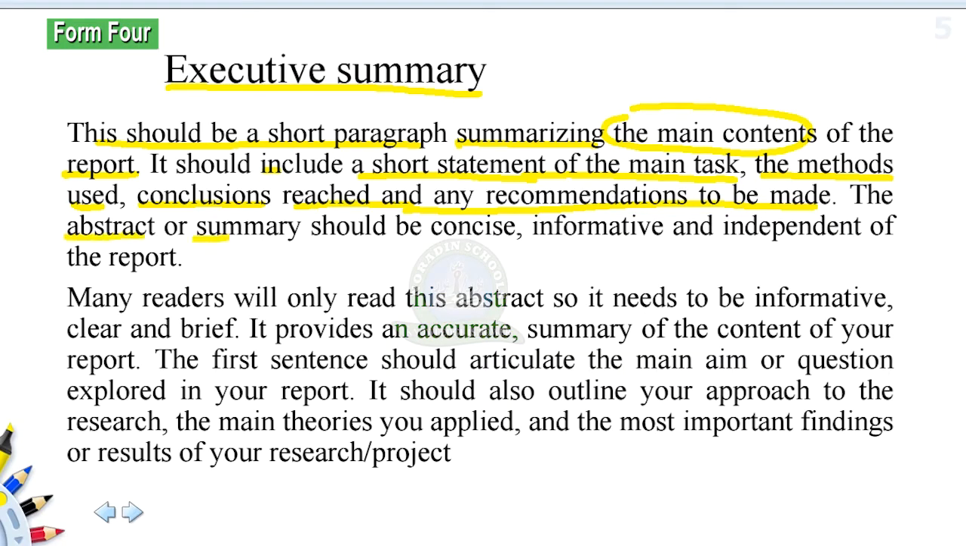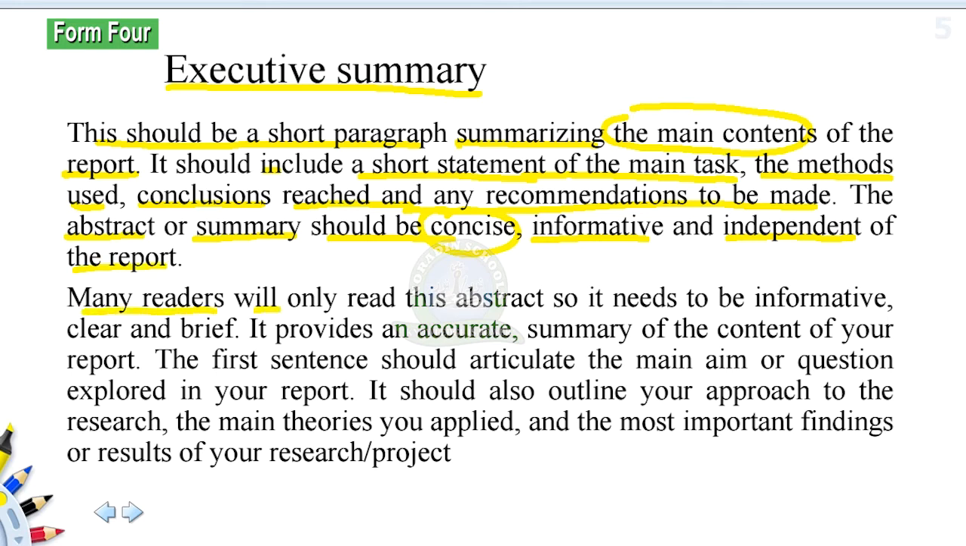Abstract or the summary should be concise, short, informative, and independent. If you have an abstract or executive summary, it has three specific things. Number one, it should be concise. Number two, informative, and number three, independent. It's independent from the other parts of the report.